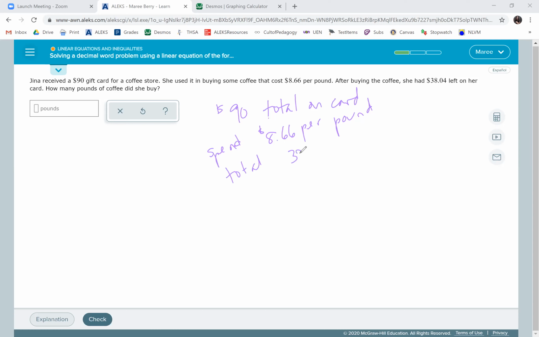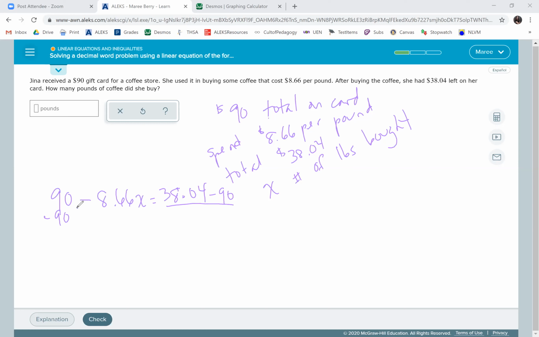was $38.04. So because she's spending money, we're going to subtract it from what was on the card to begin with. So we're going to do 90 minus $8.66 times X. Oh yeah, X is the number of pounds she bought. I forgot the X part. And then what was left is $38.04. So on this one, we're going to subtract 90 because that's positive. So we'll subtract 90. We're going to get a negative number, but we're going to divide by negative 8.66. Okay, so we're going to have a negative divided by negative.